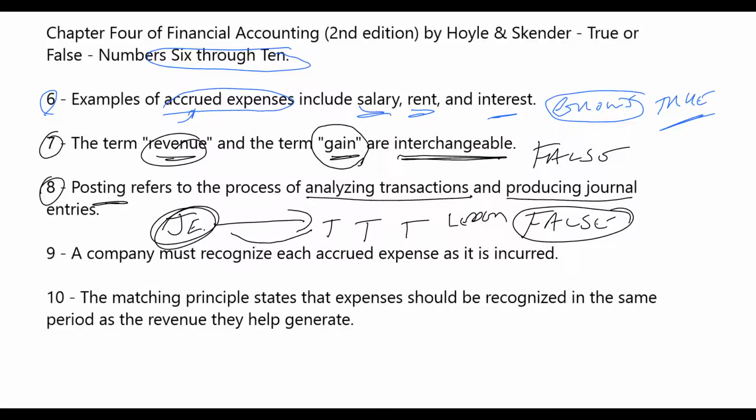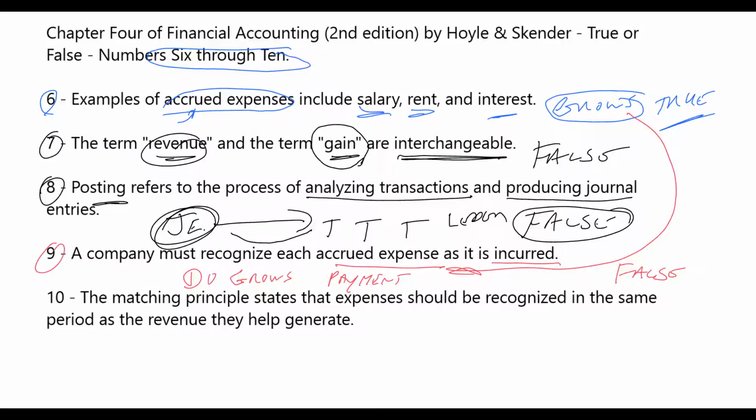Number 9, a company must recognize each accrued expense as it incurs. Now, we've already said that an accrued expense is one that grows. So the question is, do you have to record that accrued expense as it grows? And the answer is that is false. In some cases, you do recognize it as it grows. Some companies do that, but other companies wait until payment is made or until financial statements are prepared.